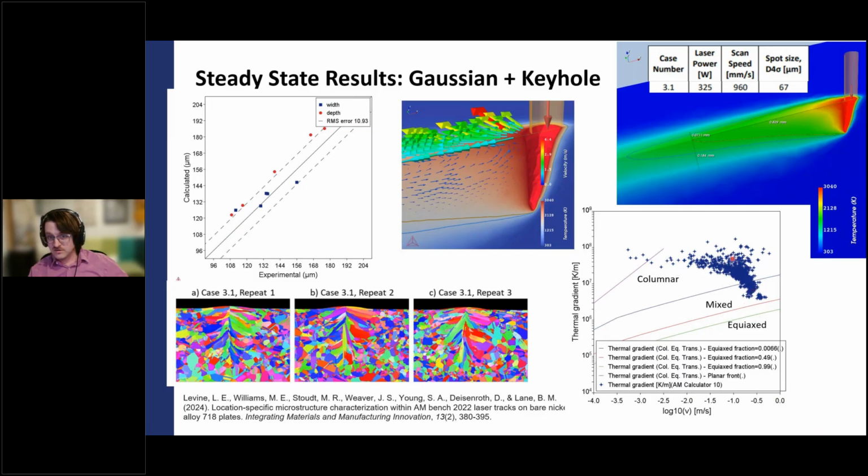And the prediction here is that most of the grains should be columnar. We might have a little bit in the mixed region, but that's still below equiax fraction 0.49. So I would say it's pretty much mostly columnar. And if you look at the microstructures, which actually were recently published by some researchers at NIST, it looks mostly columnar. It's kind of hard to see, but the melt pool boundary is here. You can kind of see the melt pool shape, and it's mostly columnar. So that checks out.